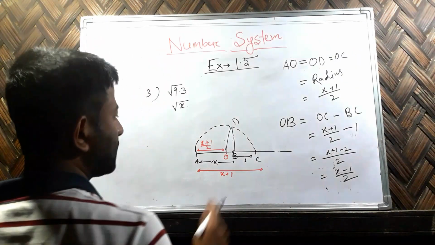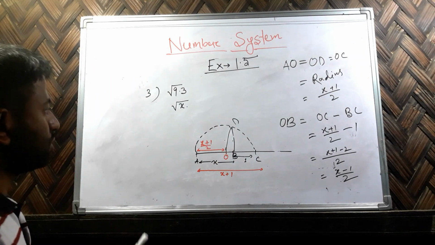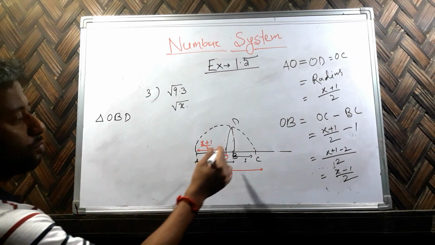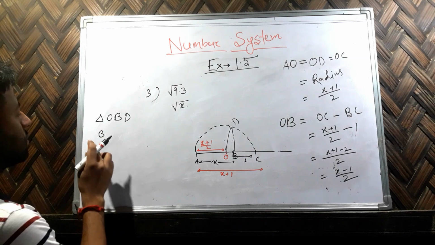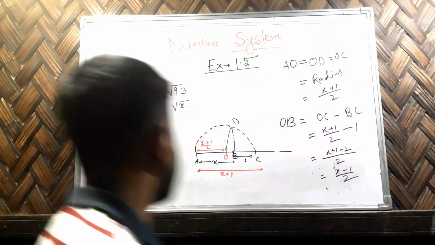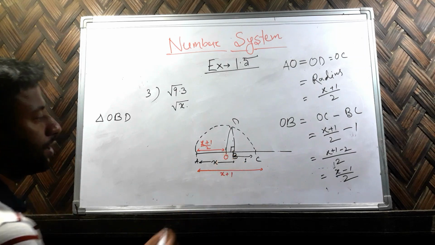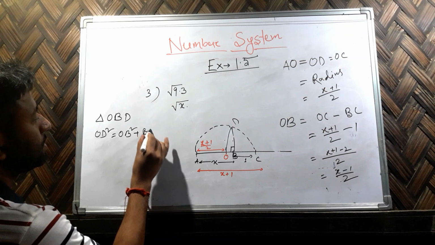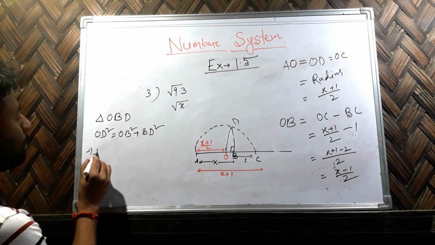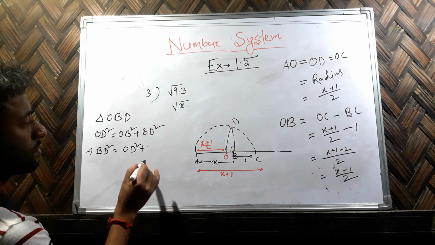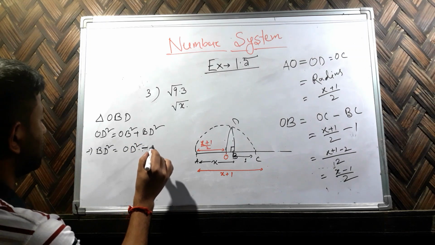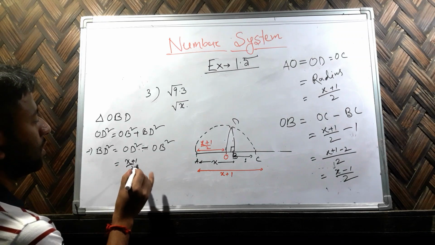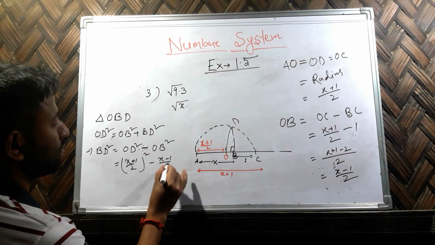And now I'm coming to this one. In triangle OBD, I need BD. So before that, this is a right angle triangle. Since it is a right angle triangle, I can write OD square equals OB square plus BD square. What I need is BD square. So BD square equals OD square minus OB square. OD means radius, so x plus 1 by 2, this square, and OB square means x minus 1 by 2, that square.